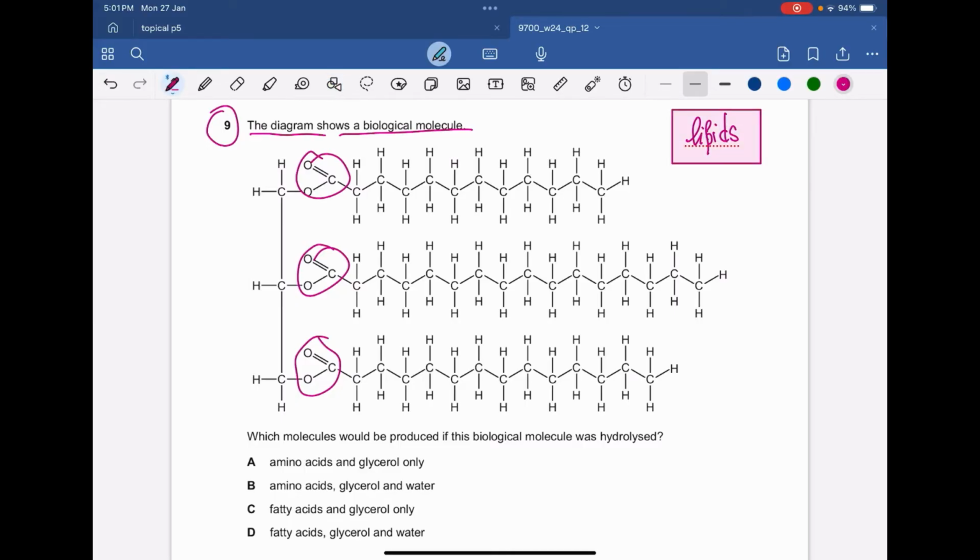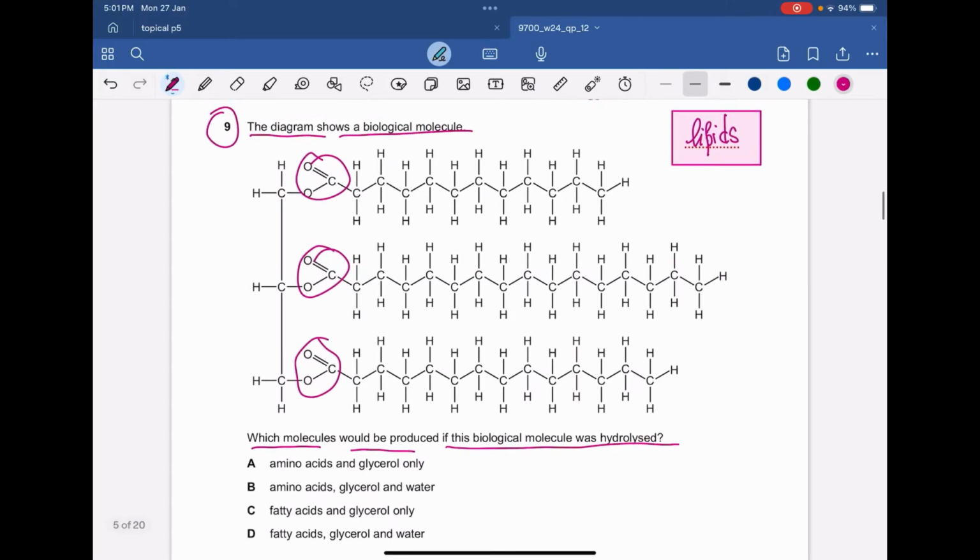So now let's see what they are asking. Which molecule would be produced if this biological molecule was hydrolyzed? Basically we know that over here it is a triglyceride, and a triglyceride is made up of one glycerol molecule plus 3 fatty acid molecules, right? 3 molecules of fatty acids and 1 molecule of glycerol.